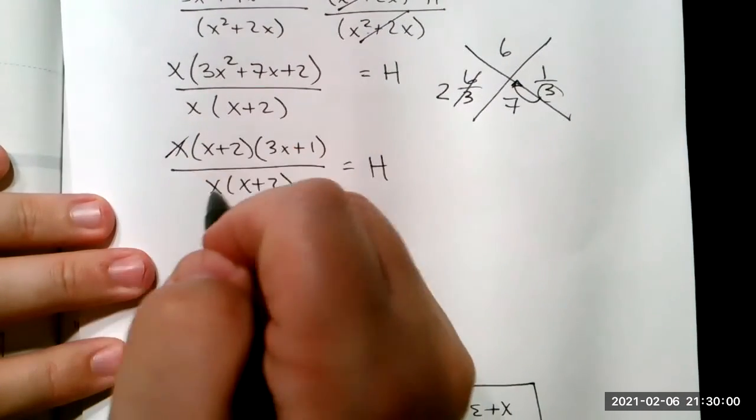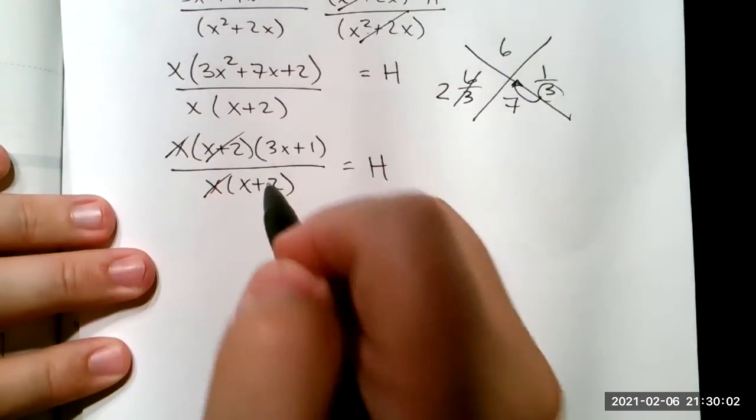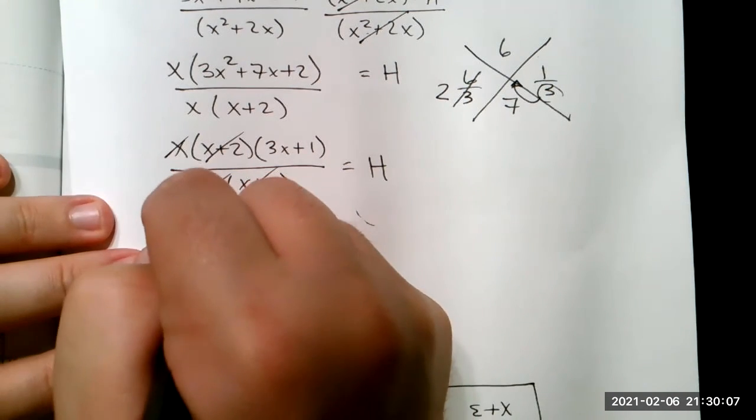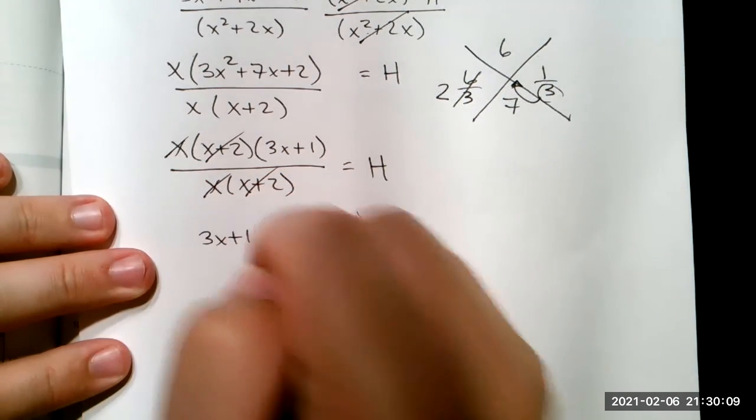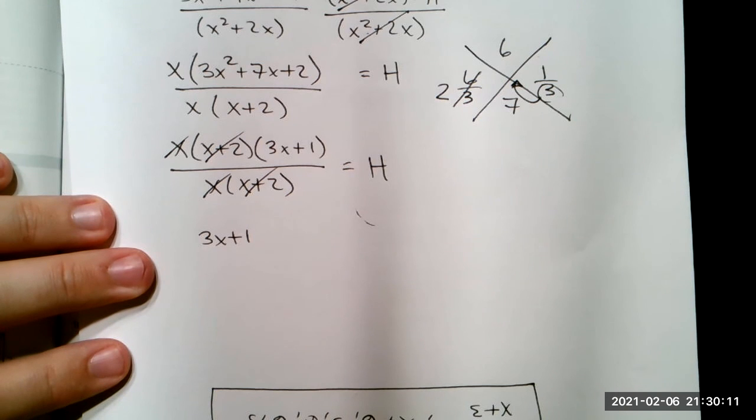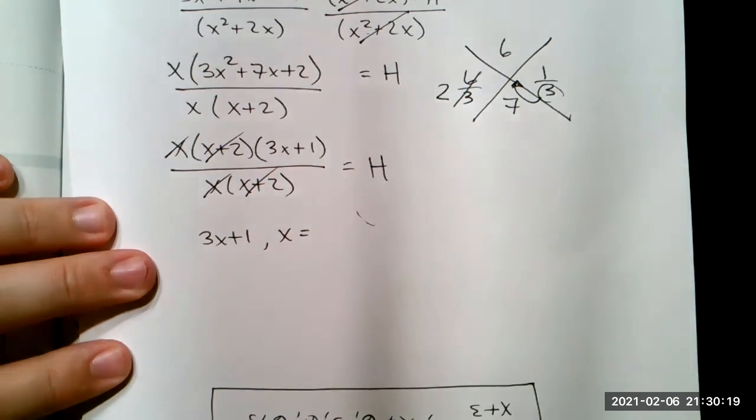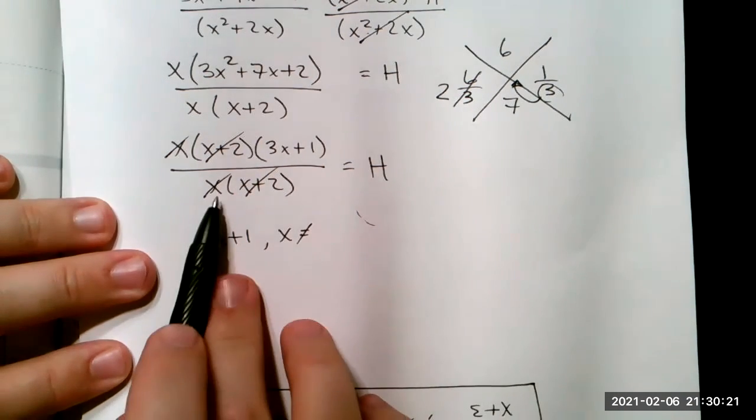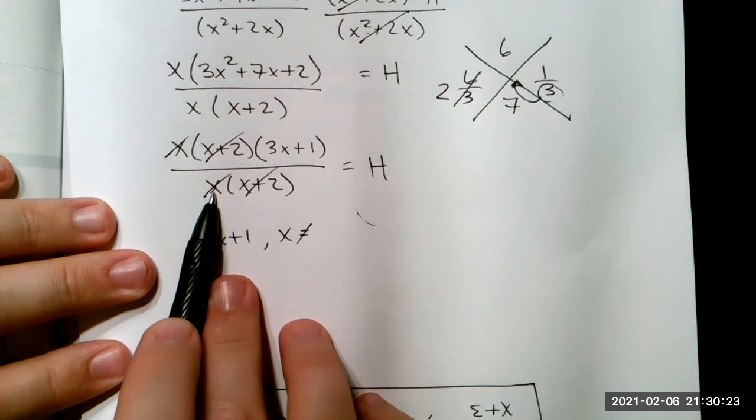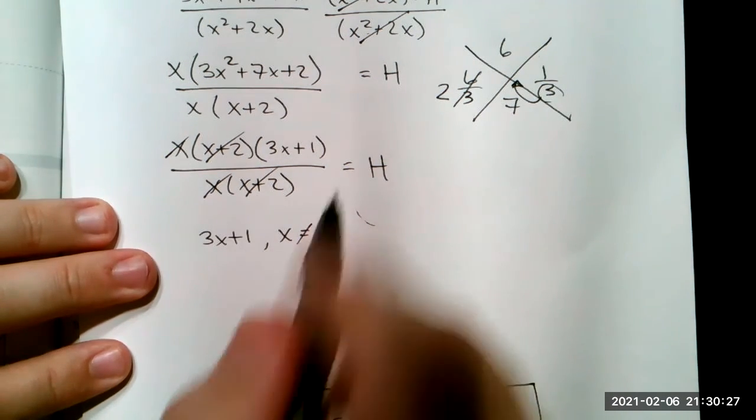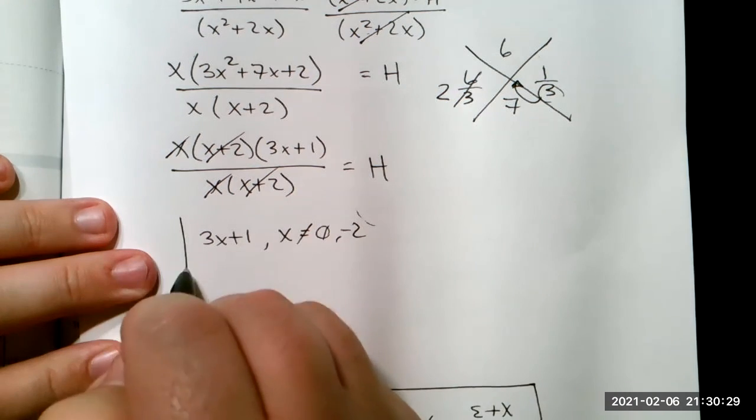I've got an x up top and x down below, an x plus 2 up top and x plus 2 down below. So the only thing I have left is 3x plus 1. Just remember, you can never divide by 0. So at any point, if you ever had a denominator, which we do, you have to exclude those values of x. So x cannot equal 0. And then over here, x cannot equal -2.